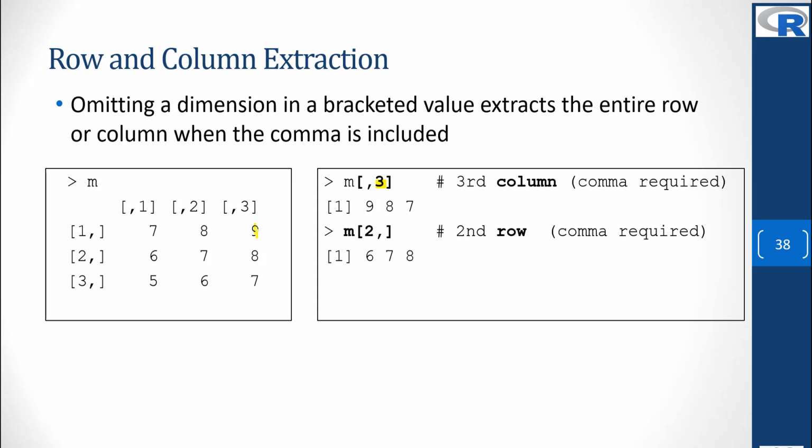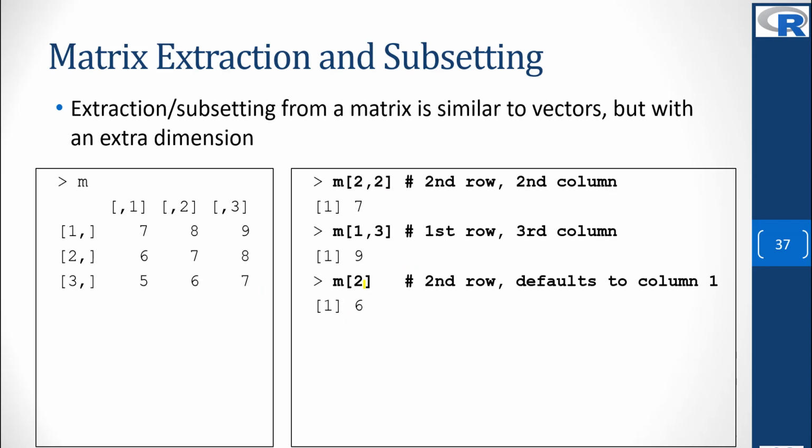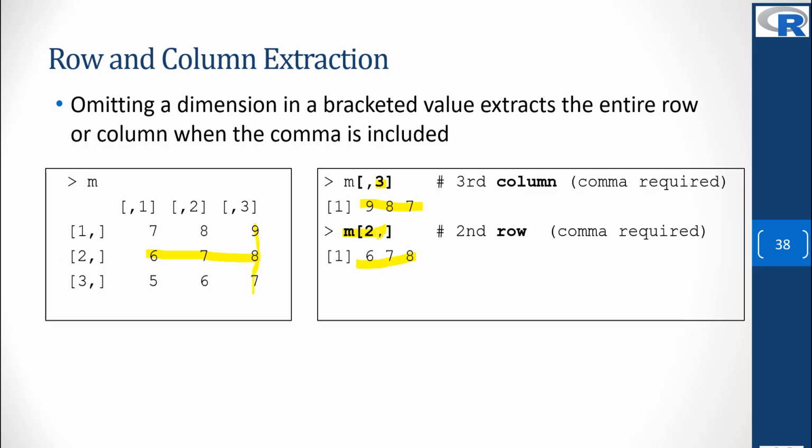So over here you see 987, and that's the result I get here. Here I'm saying I want the entire row. Now look at the difference here. By putting the comma in there, I'm telling R I want the entire second row, 6, 7, 8. Look at the previous slide where if we specified a single index without the comma, then it defaults to column 1. So there's an important difference in how the extraction occurs in these examples. Make sure you pay attention to the difference in behavior here.